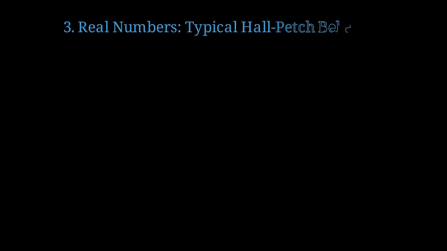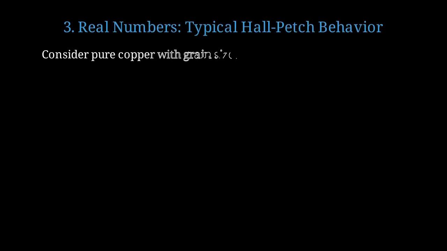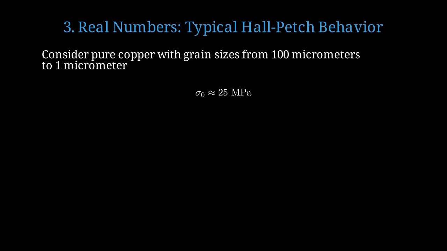Let's look at some real numbers to make this concrete. Consider pure copper. Let's see what happens as we reduce grain size from 100 micrometers down to 1 micrometer. For copper, the intrinsic strength sigma 0 is approximately 25 megapascals. The Hall-Petch coefficient Ky is approximately 0.11 megapascal meter to the 1/2.